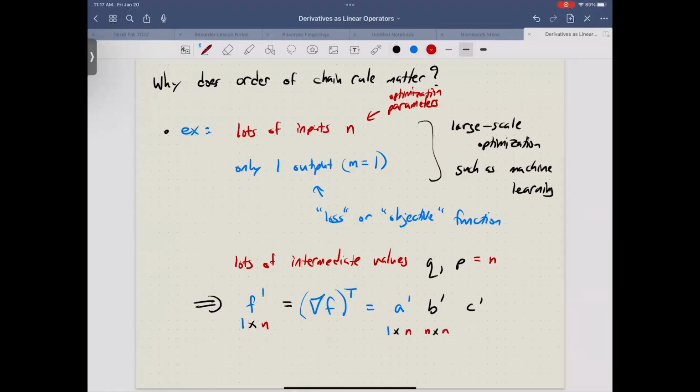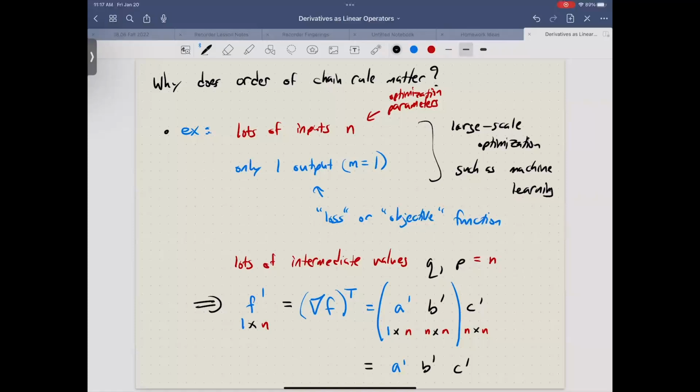C is n by n. C prime is n by n, right? Because you see, C takes n inputs, your x's, gives you n intermediate outputs, P, and then B takes those n things and gives you another n, so its Jacobian is another n by n, then you multiply by A. And notice it really matters where you put the parentheses, because think what you're doing versus if you put the parentheses in the other place, A prime, B prime, C prime.